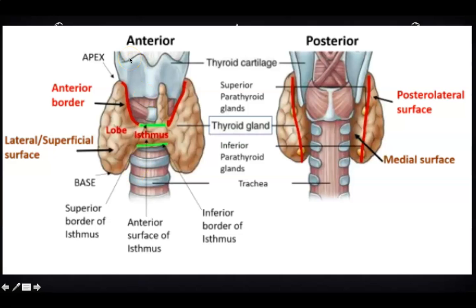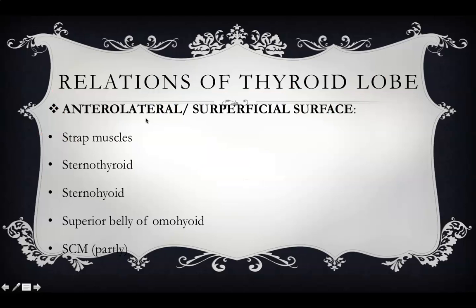So we have three surfaces and two borders, and in the isthmus we have two borders and two surfaces. So we have the superior border here and the inferior border, and we have the anterior surface and posterior surface. Okay, so now let's see the relationship of these surfaces. First we'll talk about the anterolateral surface or superficial surface.